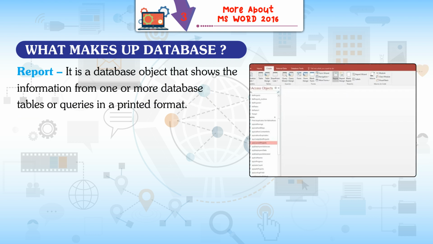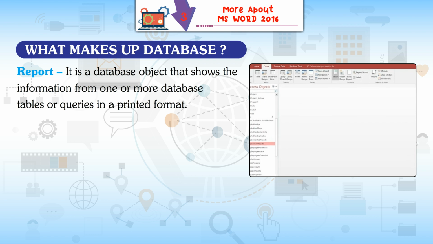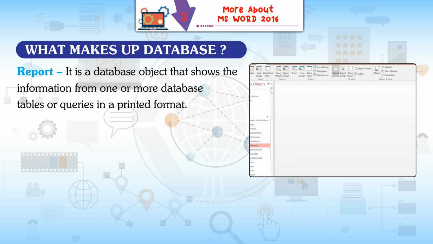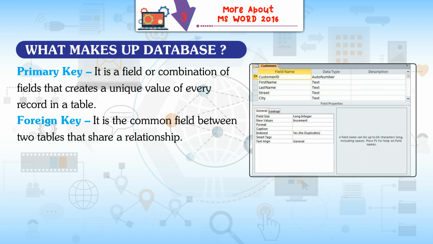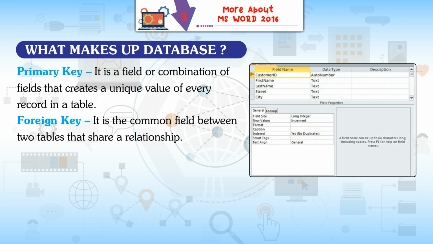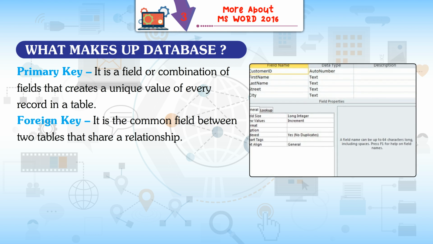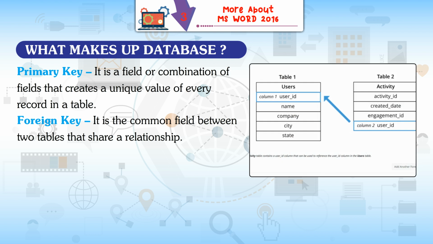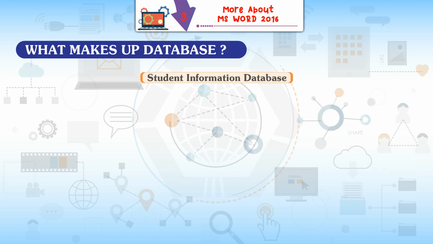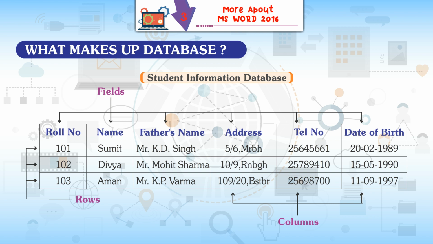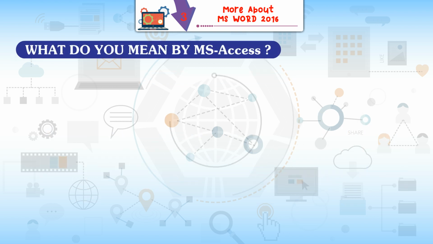Report. It is a database object that shows the information from one or more database tables or queries in a printed format. Primary key. It is a field or combination of fields that creates a unique value for every record in a table. Foreign key. It is the common field between two tables that share a relationship. Student information database. Rows, fields, columns.